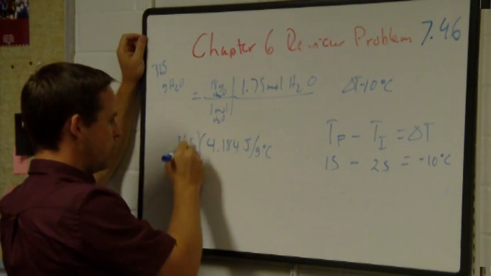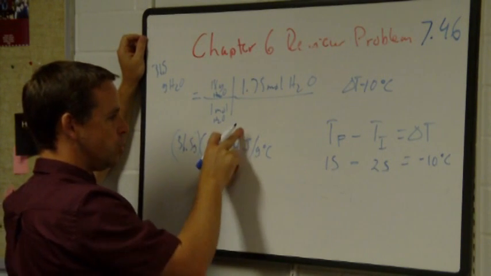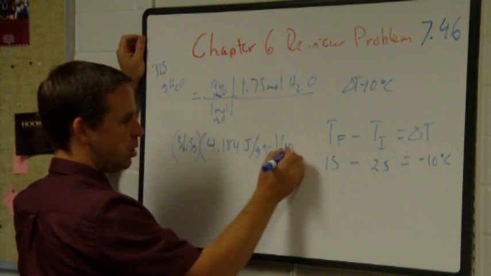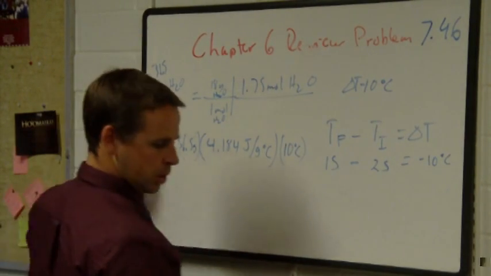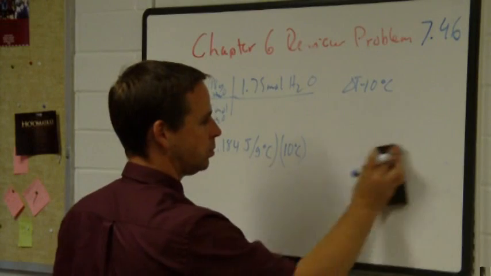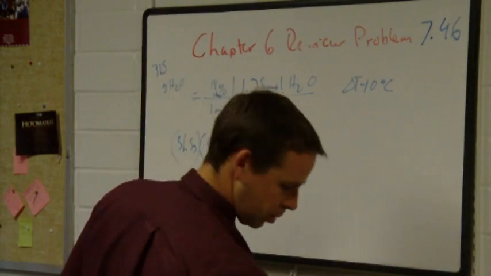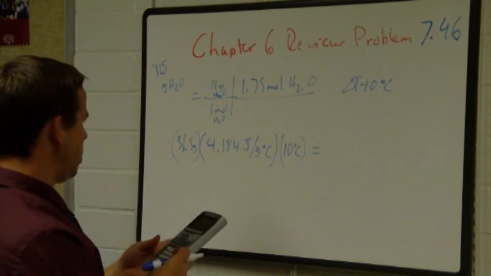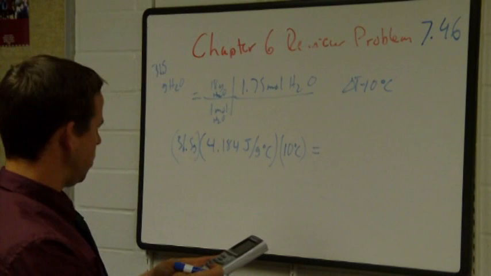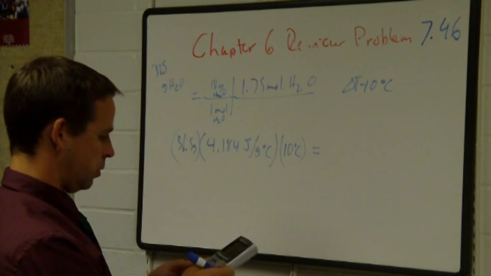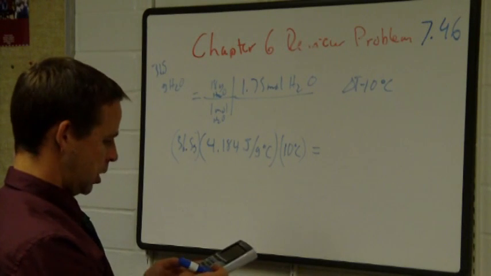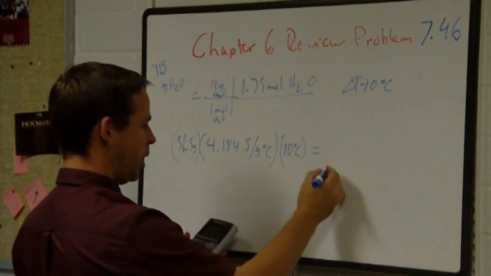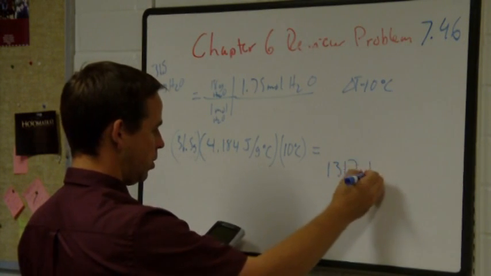31.5 grams of water, 4.184 joules for every gram degree Celsius, and we're changing 10 degrees Celsius. So the answer here would be how many joules of energy: 31.5 times 4.184 times 10. And this is how much heat in joules we would have to remove, 1317 joules.